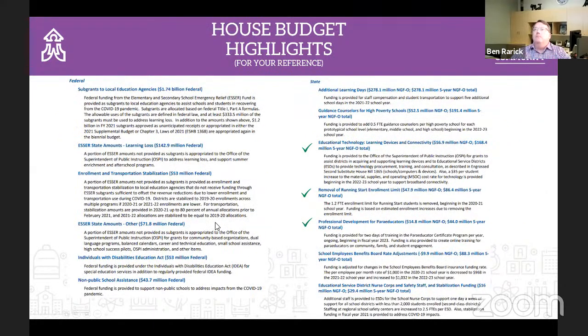In the House, the House makes a very significant investment in educational technology. They propose removing the running start enrollment limit, which could impact us. So remember, when you're a student and you want to go to high school in Kent, and then you also want to go to, let's say, Green River Community College, you can't exceed, I believe, the cap at 1.2% is the total. This proposal would eliminate that cap, which would probably result in more enrollment for school districts and community colleges. But that's a significant proposal.